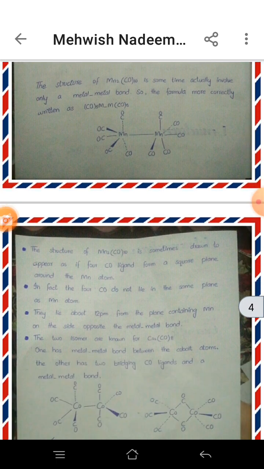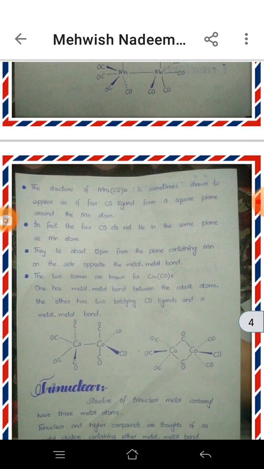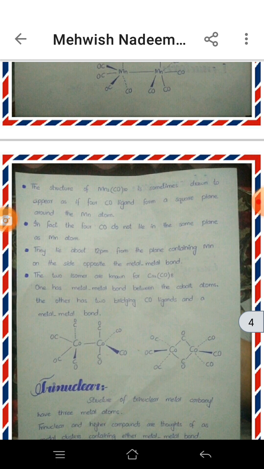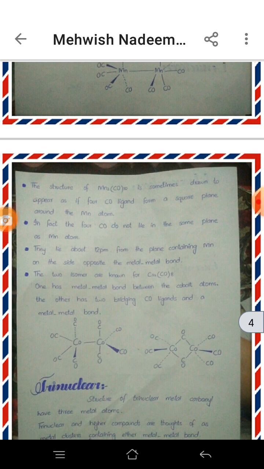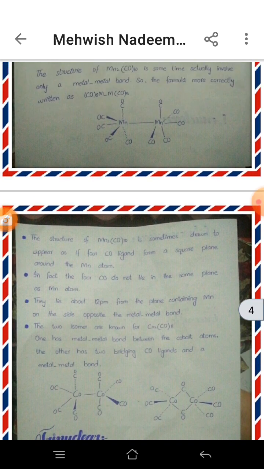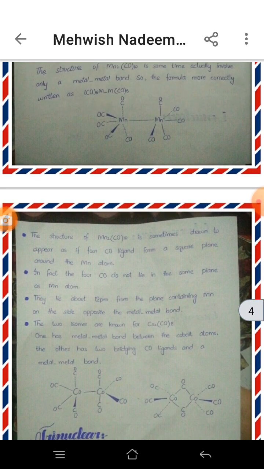The structure of Mn2(CO)10 is sometimes drawn to appear as if four CO ligands form a square planar around the Mn atom, that you can see on that screen. In fact, the four CO do not lie in the same plane as the Mn atom. They lie about 12 pm away from the plane containing Mn, on the side opposite to the metal-metal bond.